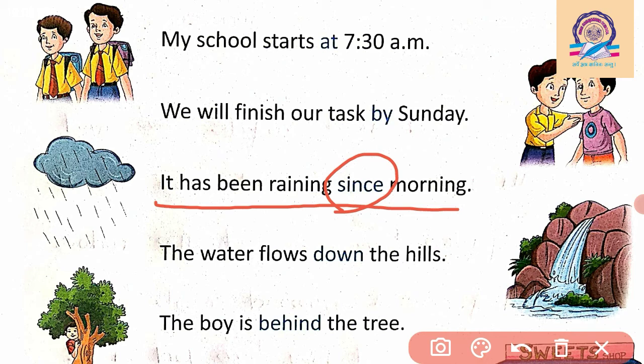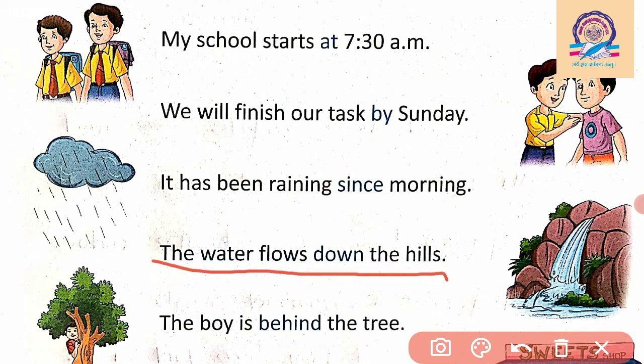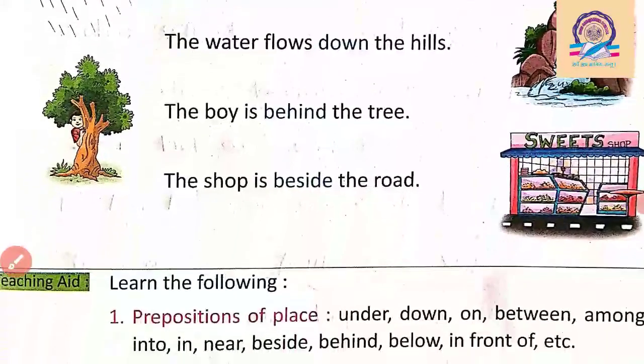The water flowed down the hill. If something is coming from the upper side to the downside, from upper to down, at that time we have to use the preposition down. Where is the water coming from? The water flows from upper to down. So down is used when something is coming from the upper side to the downside.